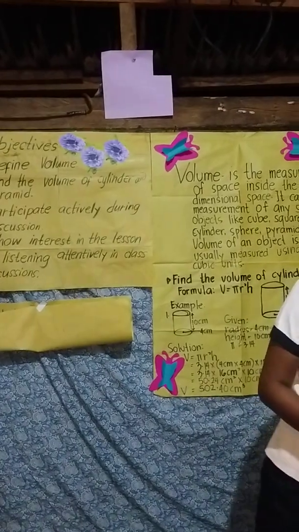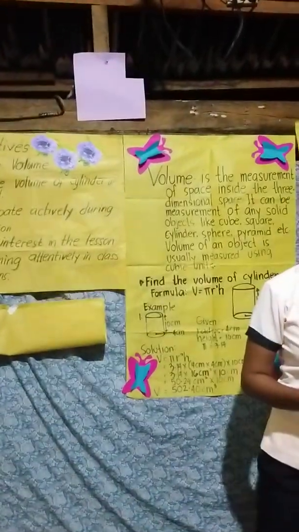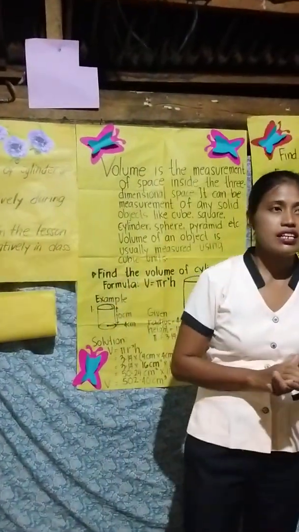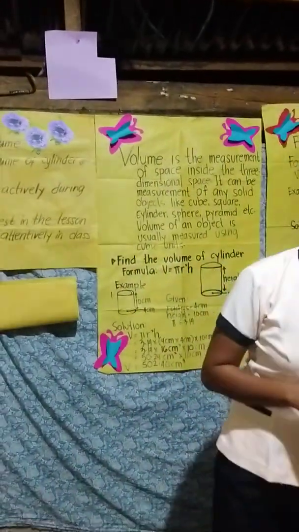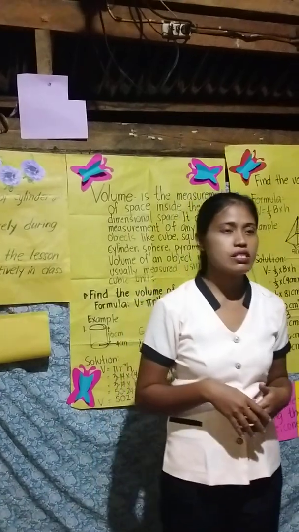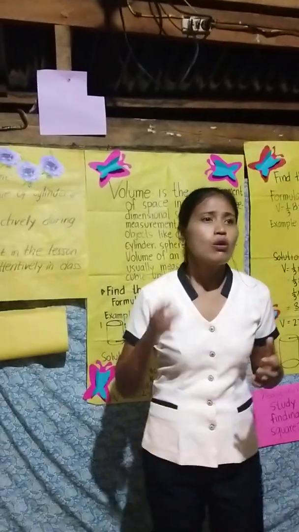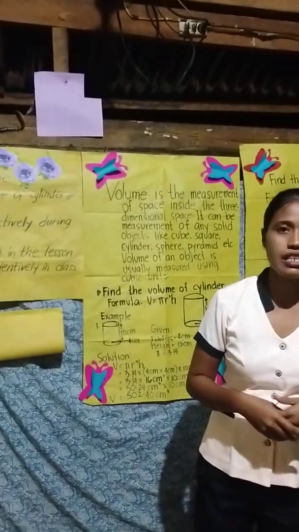So, what was our lesson for last meeting, class? Raya? Yes, it is all about area. Area, class, can be defined as the space occupied by a flat shape or surface of an object. So, we already know the formulas in finding the areas of the shapes.